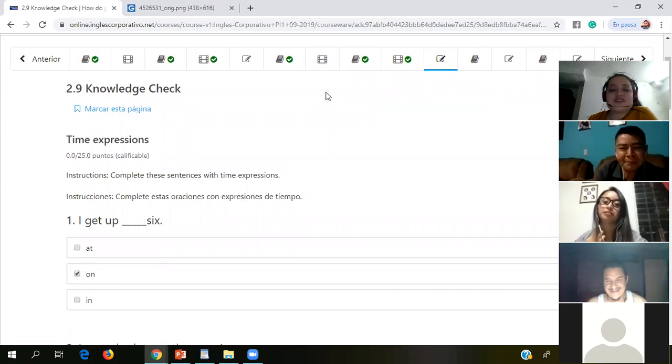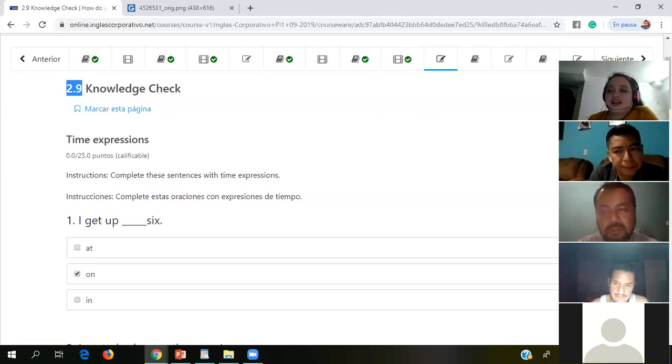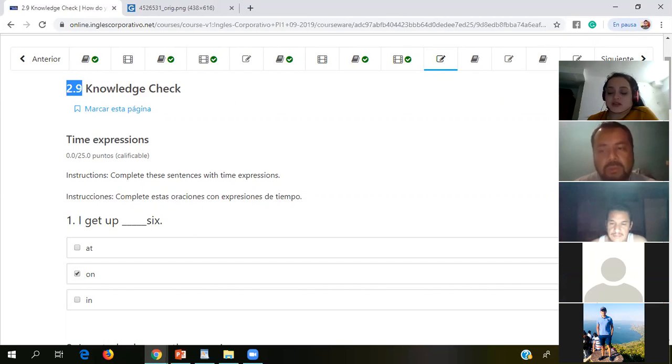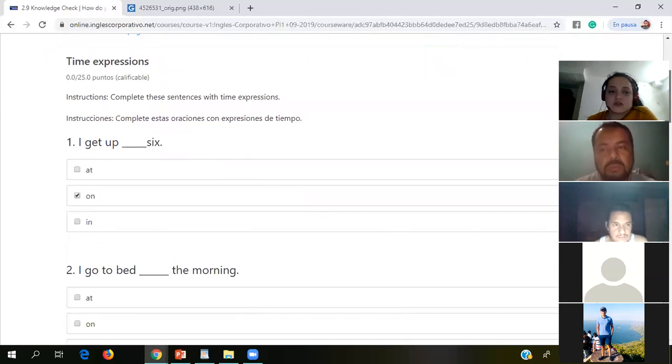All right, everybody, get on section 2.9. Let's do the exercise. And with that, we'll finish. Tomorrow, we're going to practice speaking using the prepositions. So don't be absent, please, because we're going to practice conversations using the prepositions.